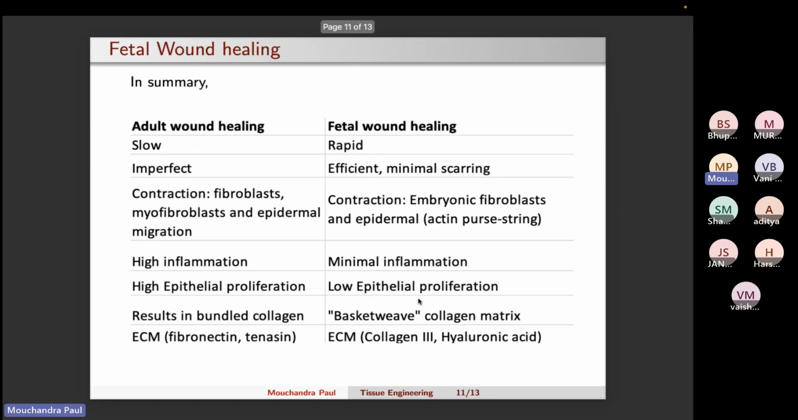So, are there any doubts in understanding fetal wound healing and how it is different from the adult wound healing process?